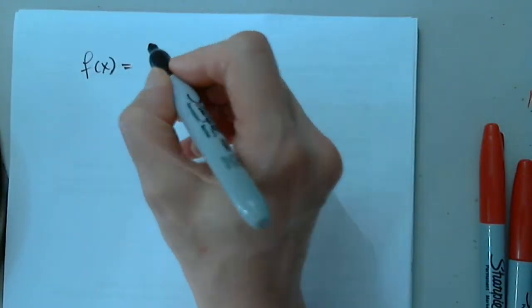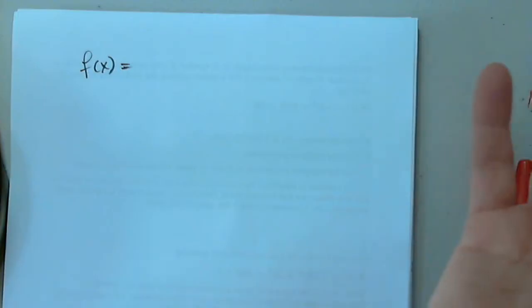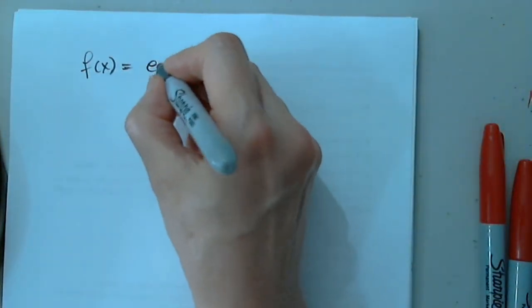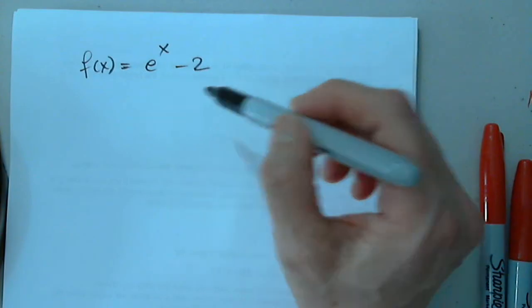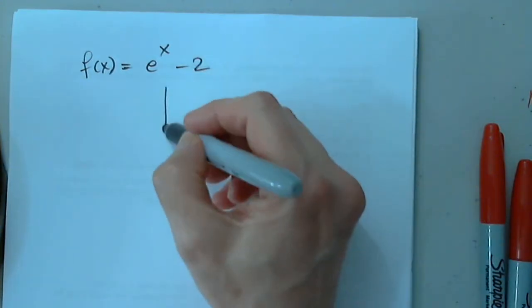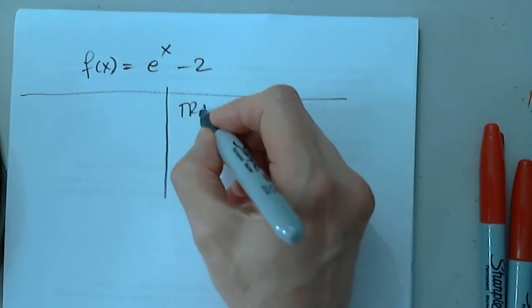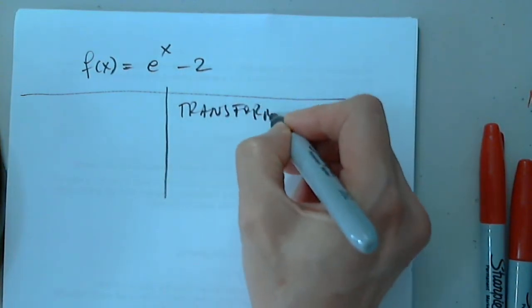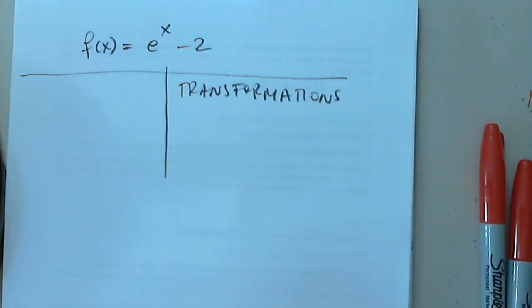So for example, let's say we are given a function like e to the x minus 2. Okay, so you can use transformations. One option is, if the problem says use transformations, then you are done in a blink almost.